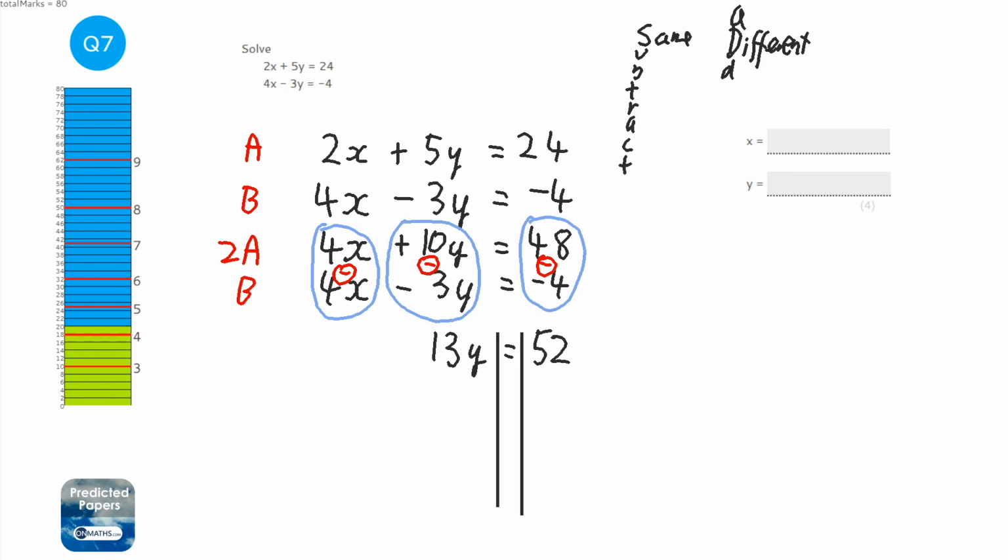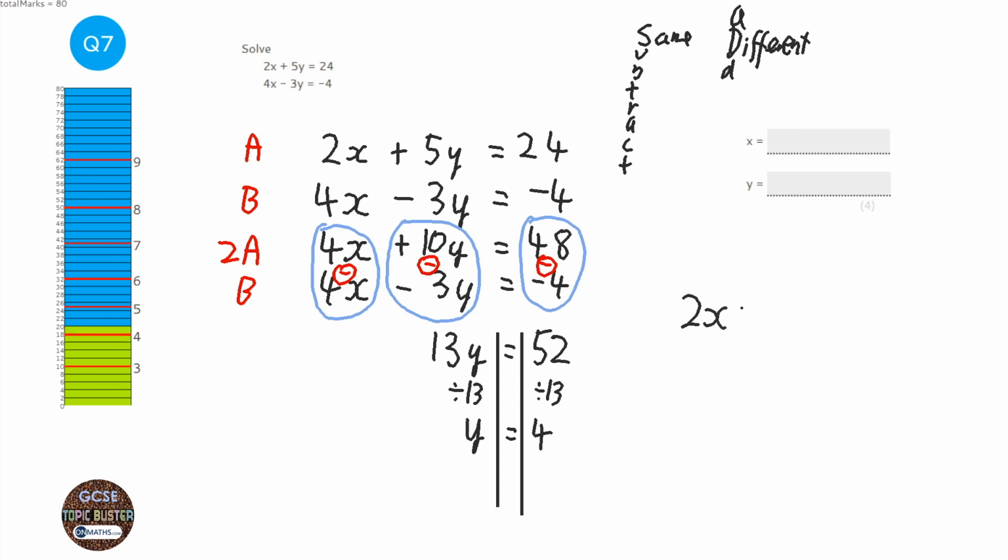Okay, next I need to do 52 divided by 13. And we're going to do both of these divided by 13. So we've got y equals, I think it's 4. So 4 times 13 is 52. So yeah, y equals 4. Then I'm going to pick one of the equations from the question and I'm going to substitute the 4 in. I'm just going to pick the top one.